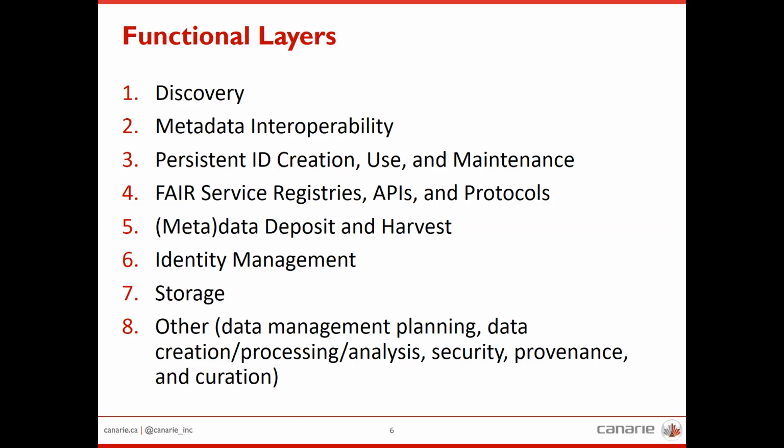So one can think of all 7 of those functional layers as critical parts of a cohesive, functional, national research data management ecosystem. But there are also numerous others, hence the 8th category there. So we're not trying to restrict proposals to working with those first 7 functional layers. Those are just some of the critical ones that would be common to many.